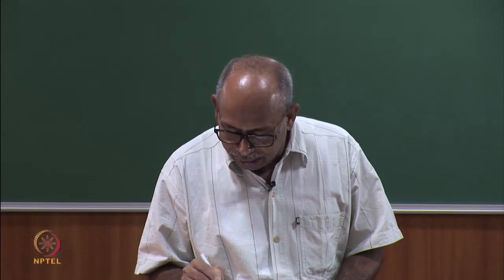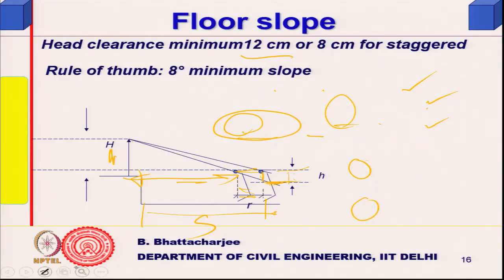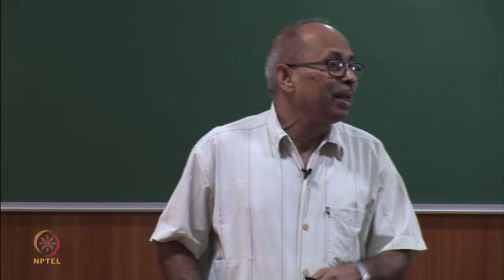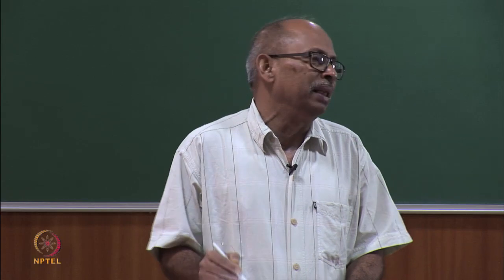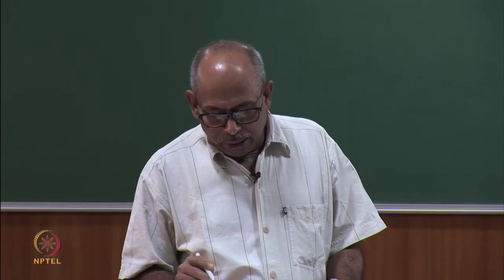But if I have a staggered seating arrangement in plan like this, and the next row is something like this, then I can go for 8 centimeter as a head clearance. So, minimum head clearance should be 8 centimeter or 12 centimeter, and a rule of thumb is that 8 degree should be the minimum slope. We do not need more, because it will be uncomfortable even going through the steps if it is more than that. So, 8 degree is a rule of thumb, but you can actually design this as we shall do right now. So, 8 centimeter staggered.